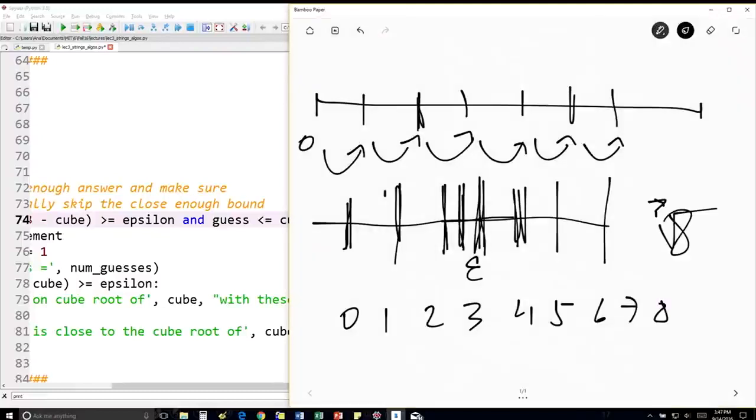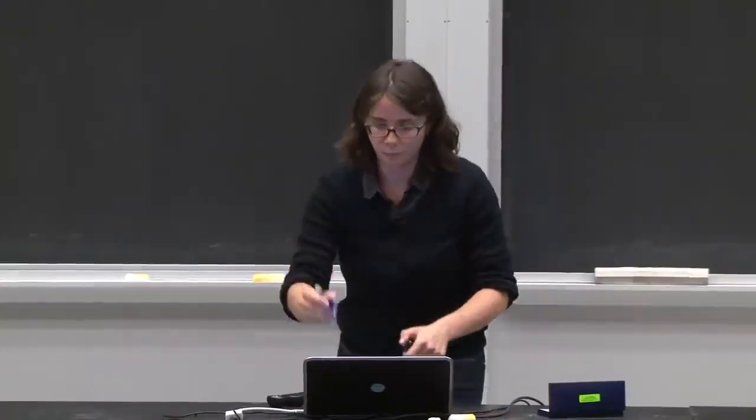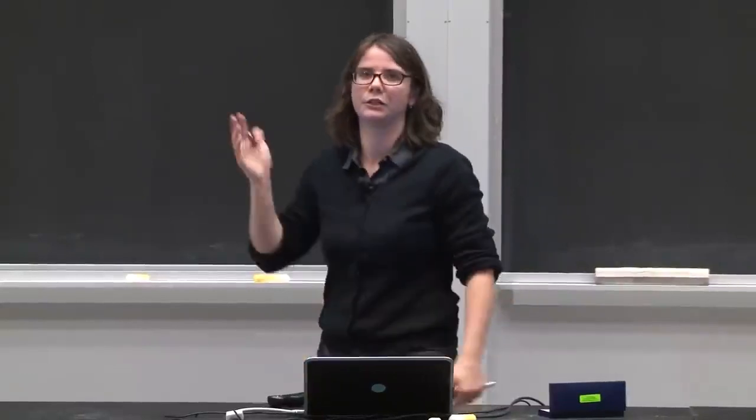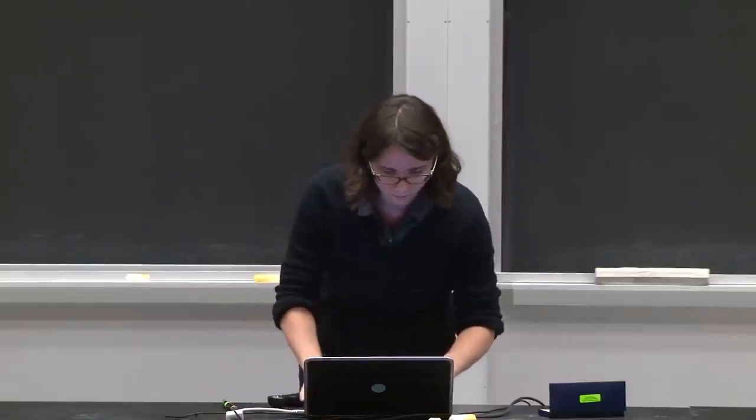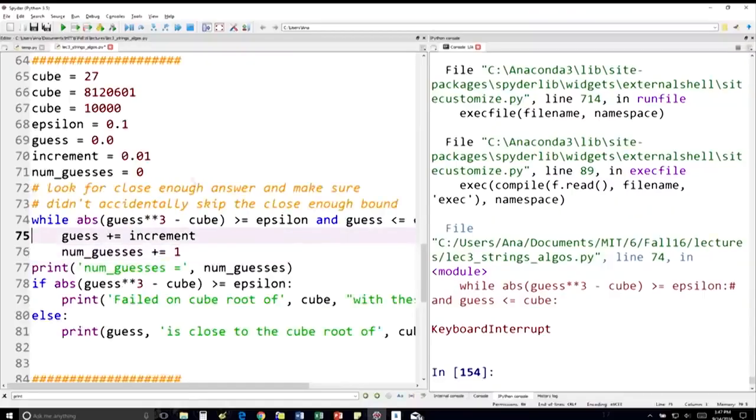Cube root of 8, right? Once I've reached 8, I'm going to stop. And it's the same thing here. So I just added this little clause that says, while I'm greater than or equal to epsilon, and I'm still less than the actual cube, just keep searching. But once I've reached the cube, then stop searching.